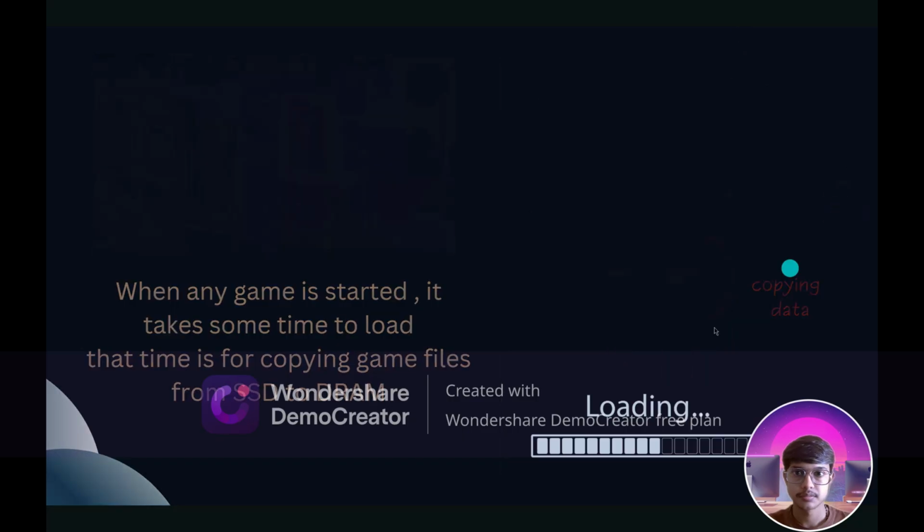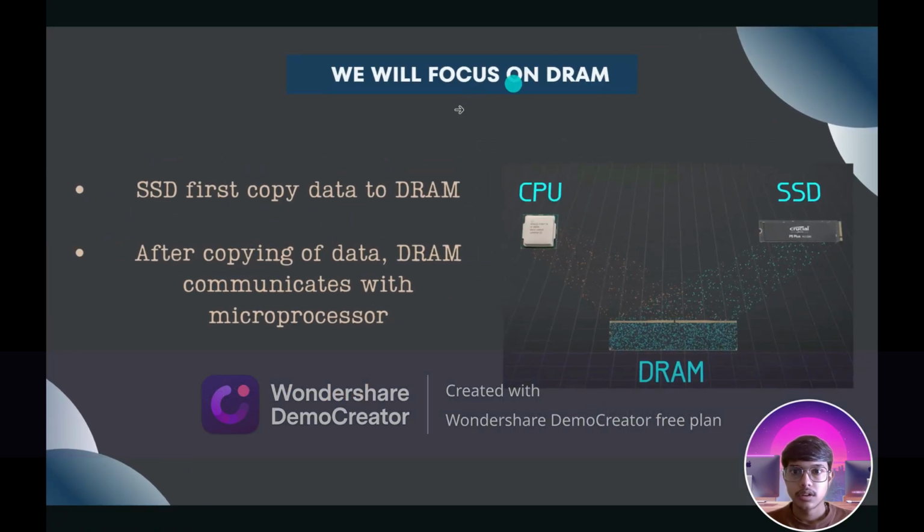So next slide. Now we will focus on only DRAM. SSD first copies the data to DRAM. So here SSD's data is copied to DRAM, and then DRAM directly communicates with our CPU. So in this way all the processes are going under the CPU.